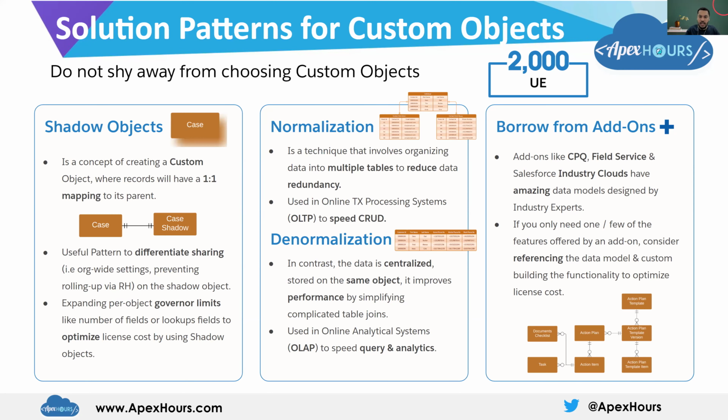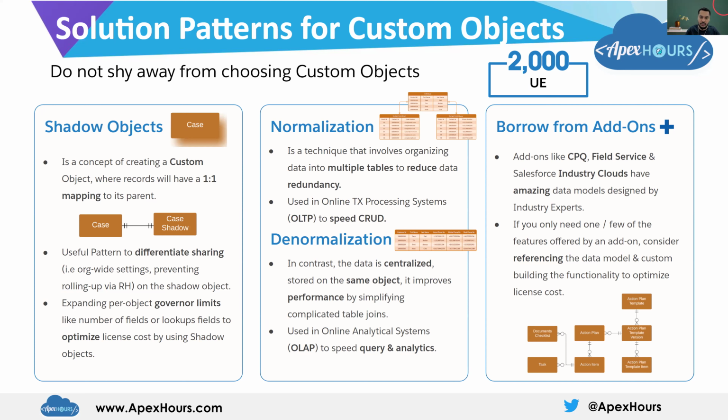So all said, you may still have a need to pick a custom object. So do not shy away from choosing custom objects as well. As you know, the platform allows you to create up to 2,000 custom objects in an Unlimited Edition to accommodate your custom needs. Here are some of the custom object patterns to consider. Firstly, shadow objects. It is a concept of creating a custom object where the records will have a one-to-one association to its parent record. It is typically a useful pattern to make different sharing settings on the shadow object over the master record. You can expand the per object governance limits, like the number of fields or the number of lookup fields, and optimize the licensing cost by leveraging a shadow object.